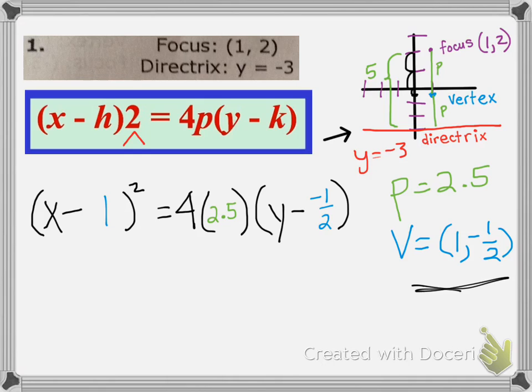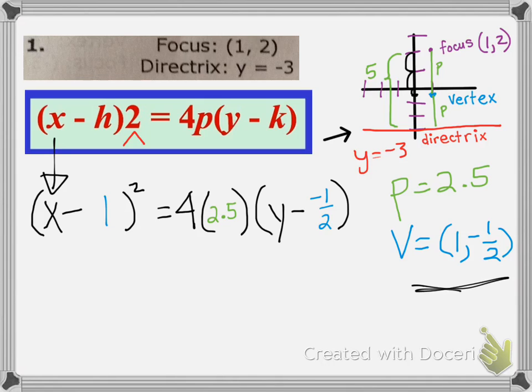So, again, we're going to begin pulling our formula down, and we'll write open parenthesis x minus, and enter our h value, which is the x of the vertex, which is 1, squared, is equal to 4 times p, which we've seen is 2.5, and then finish it off with y minus a -1/2.